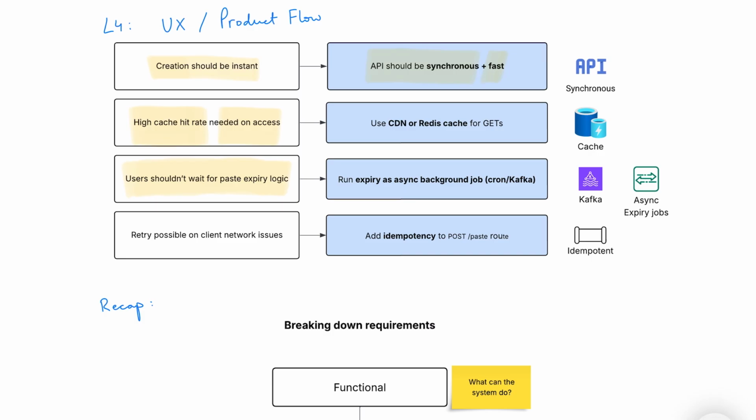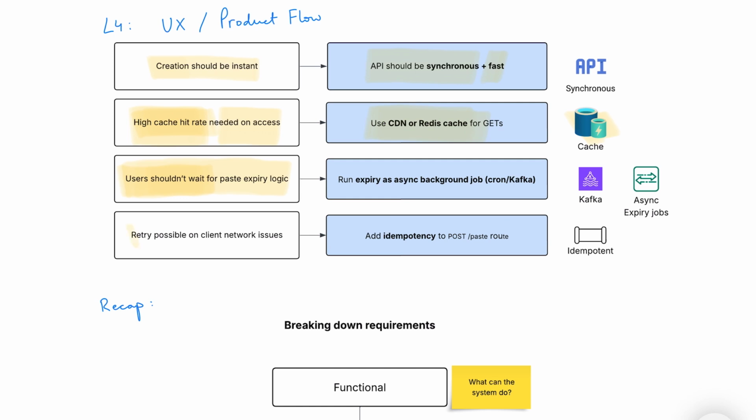For achieving a high cache hit rate, we are already using the CDN or Redis cache for all our GET requests. So that is taken care of. For the second one, the user shouldn't wait. What we have to do is run the expiry jobs asynchronously without blocking the main user flow. As soon as we paste the content on the pastebin, we should show the user a success message, and the expiry jobs to calculate the expiration time of this post should run in the background.